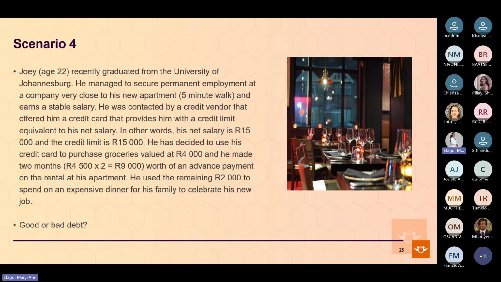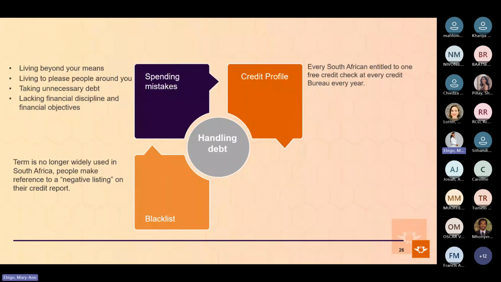And then the last expense was he used 2,000 Rand to spend on an expensive dinner for his family to celebrate his new job. So he used this money to do something he wouldn't do as a norm, simply because he's acquired this new credit. Overall, this would be considered bad debt. Spending mistakes people make is that they live beyond their means. They live to please people around them. They take out unnecessary debt, and they lack financial discipline and financial objectives.